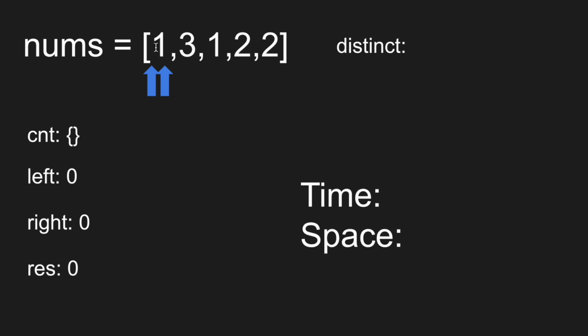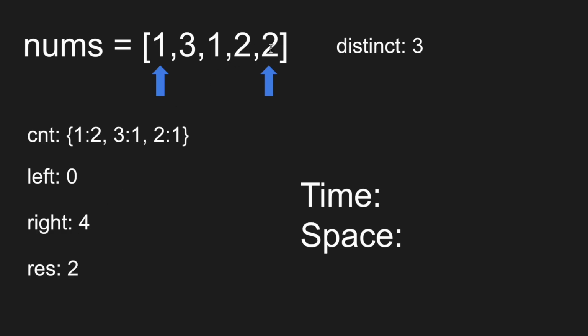So first we see that there are 3 distinct elements, 1, 3, and 2. And then we would add 1 to the hash map and shift the right pointer. The length is not equal to 3, so we will add and shift the right pointer again. Still not equal to 3, so we will add this and shift the right pointer again. And we still do not have 3 distinct elements in the hash map, so we will add and shift the right pointer again.